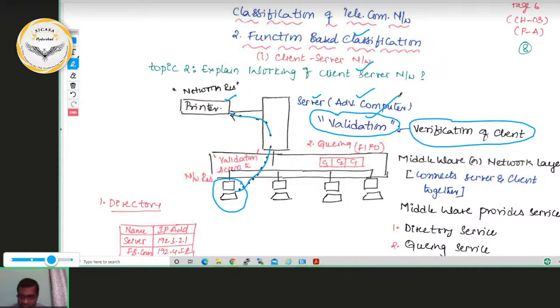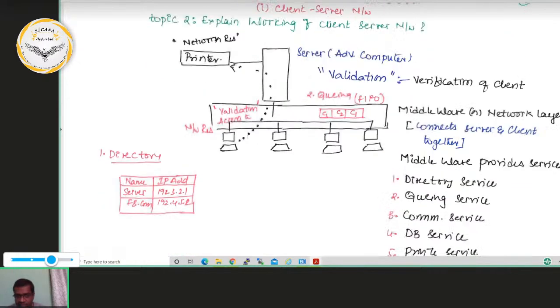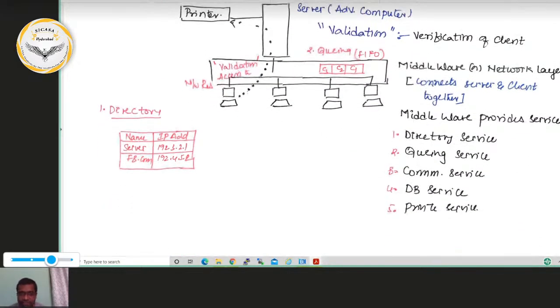Okay, so this is the first layer. So how do we connect a client and server together? We use a middleware, or it is also called a network layer. So what exactly is a middleware or a network layer? It's a frequently asked 2 marks question. Network layer or middleware connects a server and client together, and it provides certain services. So what are the services it provides? It provides 5 services.